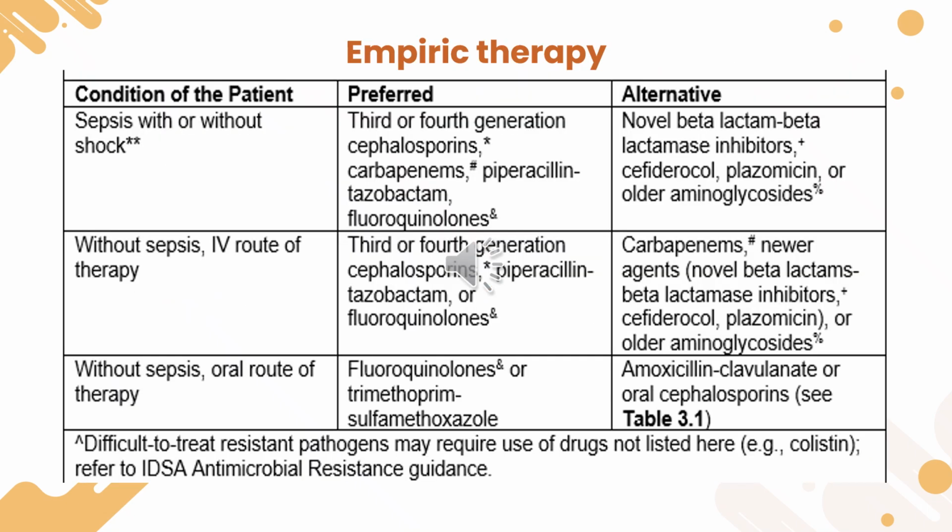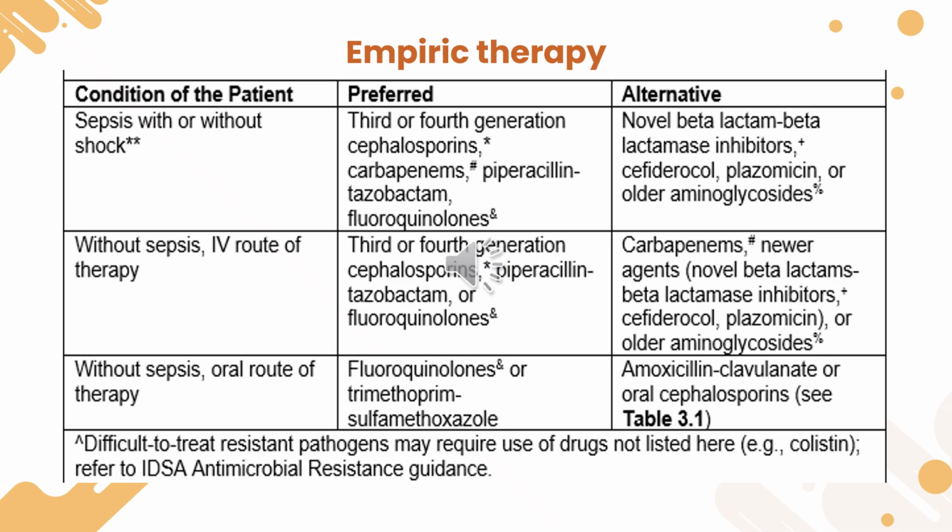What is the empiric therapy recommendation? In sepsis with or without shock, preferred options are third or fourth generation cephalosporins, carbapenems, piperacillin tazobactam, or fluoroquinolones. Alternatively, we can use novel beta-lactam, beta-lactamase inhibitors, cefiderocol, or older aminoglycosides.